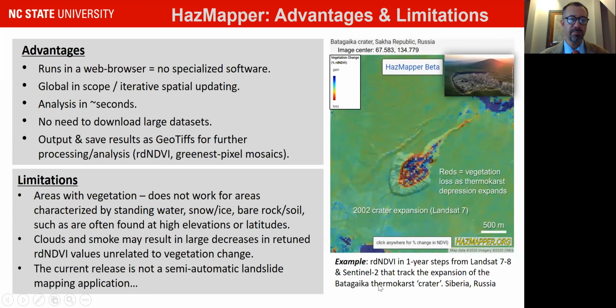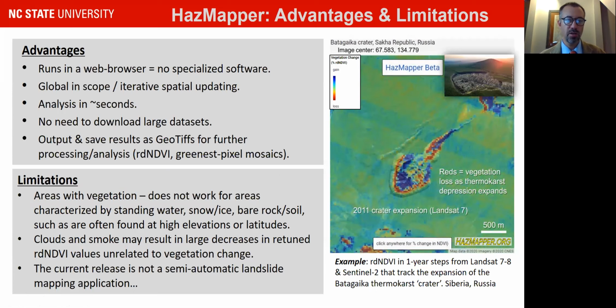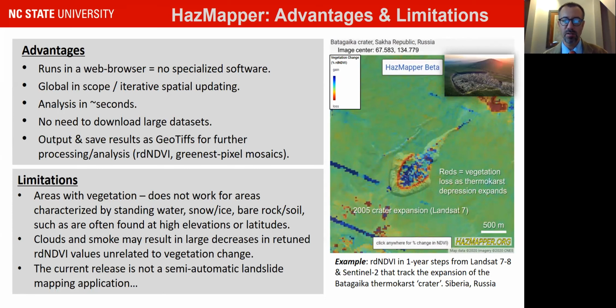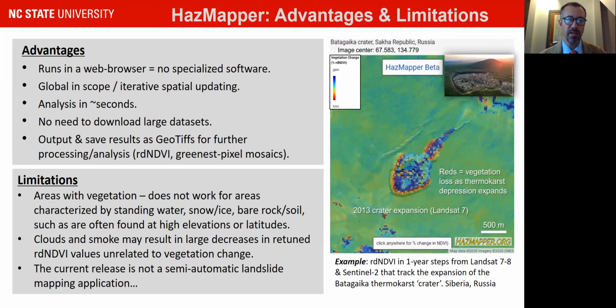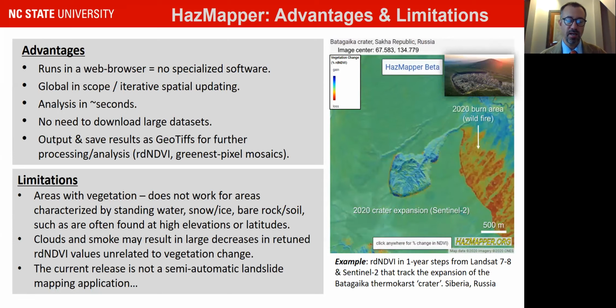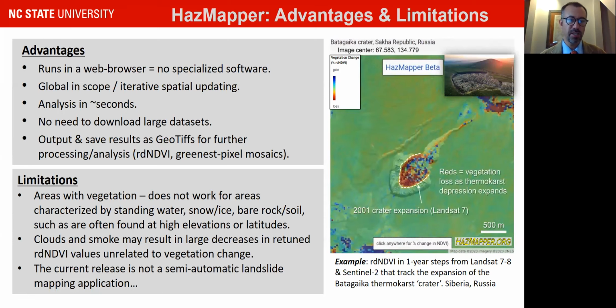So the advantages to HazMapper: it runs in a web browser, no specialized software is needed, it's global in scope, and it iteratively updates as you move around spatially within the Google Map environment. Analysis happens in seconds. There's no need to download large data sets, and it outputs and saves results as geotiffs for further processing and analysis in your preferred GIS platform if you choose.